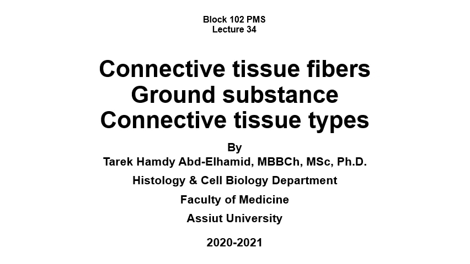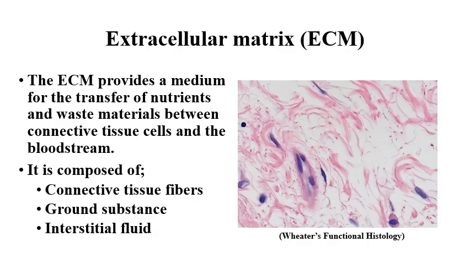Our lecture today has two parts. In the first part, we're gonna talk about the components of the extracellular matrix, while the second part will be about the connective tissue types. The extracellular matrix is the main component of the connective tissue.